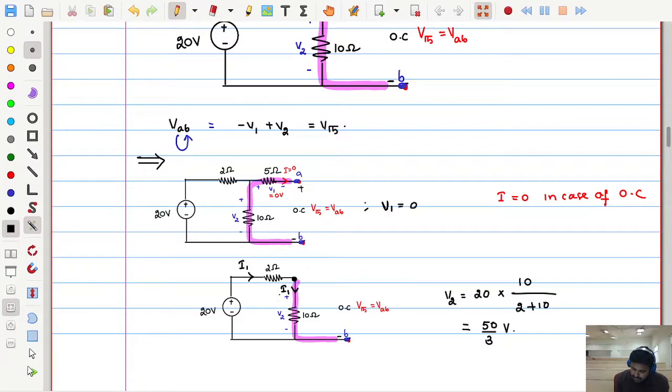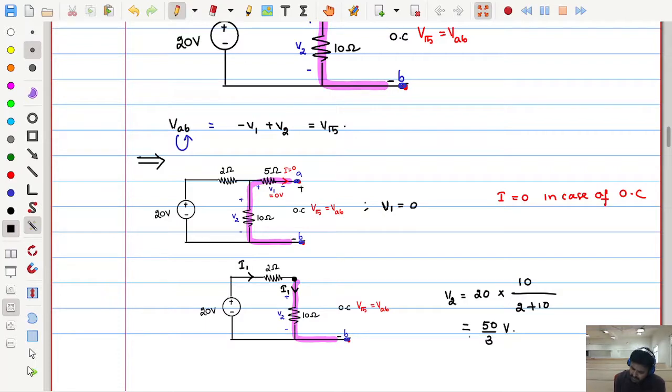In the next step, I am trying to understand what this branch is incorporating in my circuit. It is just like there is no function of this 5 ohms. Then you can think this 2 and 10 are in series, thereby you can use the voltage division rule to find this V2. If you are not familiar with the voltage division rule, you can go with mesh analysis or any other analysis. So now find the V2.